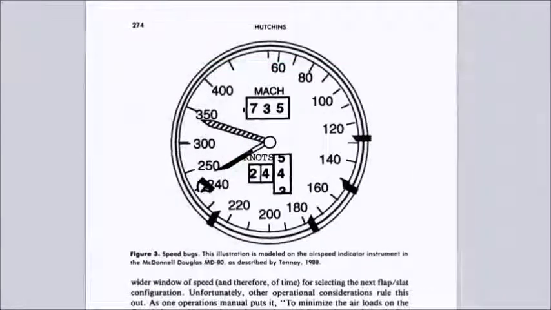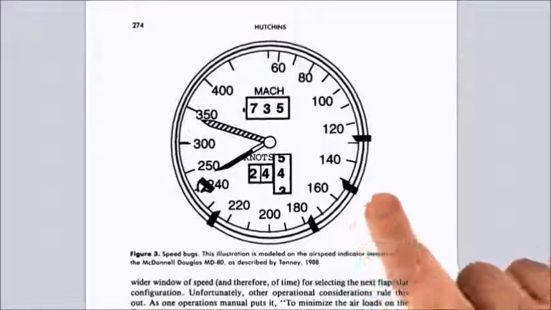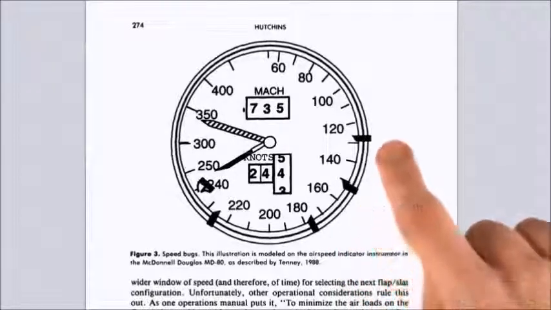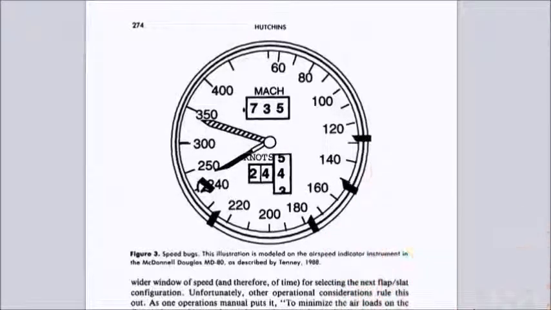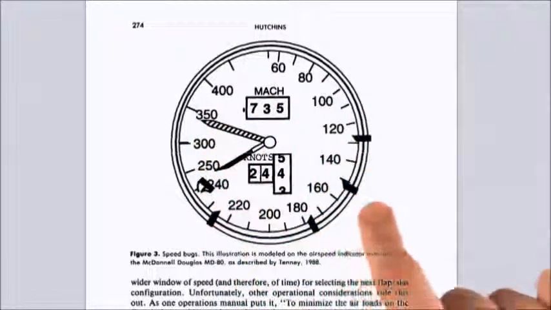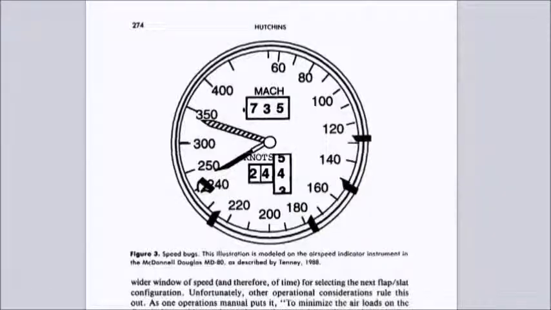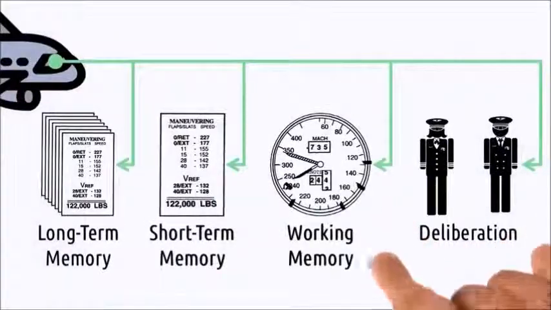Then as the pilots begin the descent, they mark the different speeds right on the speedometer with these little speed bugs. The speed bugs tell them which speeds to remember in a way that can just be visually compared. When they see the speedometer pass a speed bug, they know it's time to make a certain change. This is like the working memory for the cockpit.